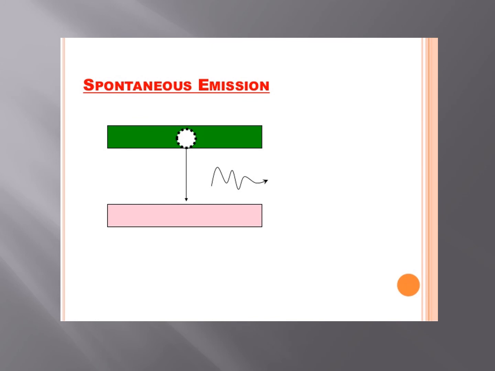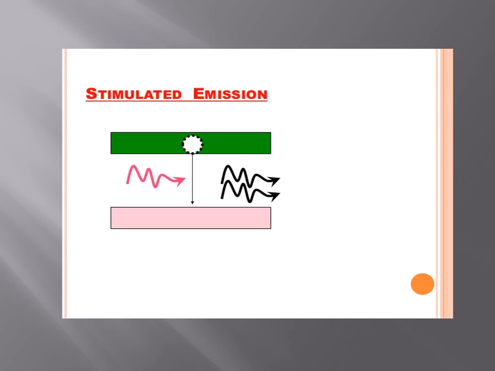Now comes spontaneous emission. The atom in the excited state won't stay there for a long time. So it comes spontaneously back to the ground state without any triggering source or triggering action. That is called spontaneous emission. Here, when it comes from the excited state to the ground state, it emits a photon of energy h nu.